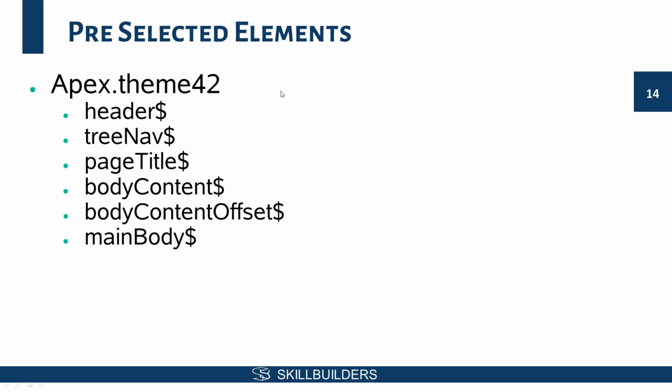The other thing that this has that I think is really helpful are pre-selected elements. So if you're writing JavaScript and you want to do something to the body content, or to the header, or you want to modify the page title in some way, instead of having to write different classes and select those things by yourself, you can actually just reference these pre-selected elements that the Apex team is giving to you, saying, here, we're going to make sure that these are targeting what you're expecting.